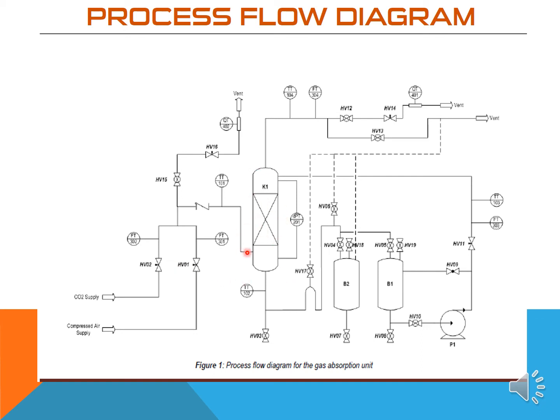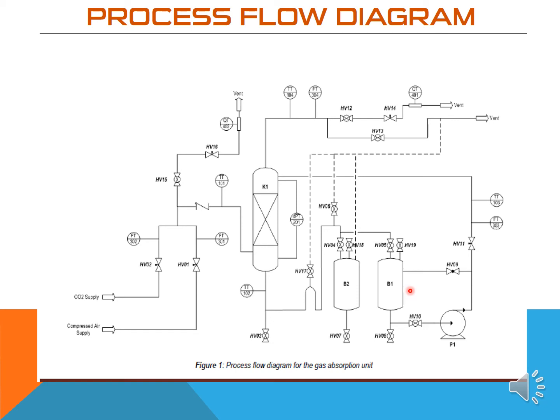Next, open the valve HV10 and valve HV09 slightly. Switch on pump 1. Observe the flow of water from vessel V1 to pump 1. Slowly open and adjust HV11 to give a water flow rate of around 1.5 liters per minute.